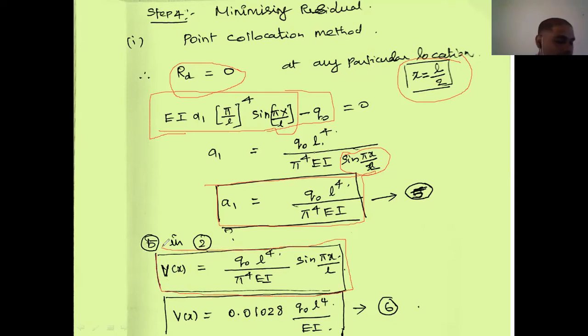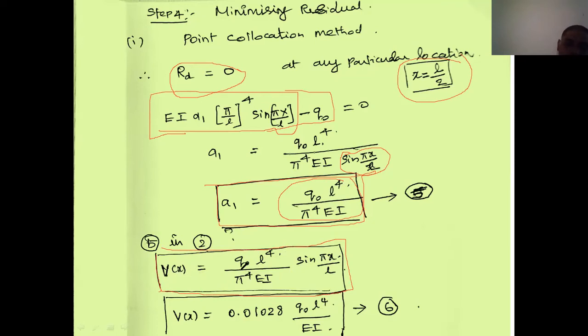Okay, so if you substitute this, you will get the vertical deflection as q naught into L power 4. What is the function? Actually, A1 into sine pi x by L is the trial function. A1 v of x is equal to A1 into sine pi x by L. Instead of A1, we can substitute this equation, q naught into L power 4 divided by pi power 4 EI. So if you substitute this value, you will get the solution for the problem.